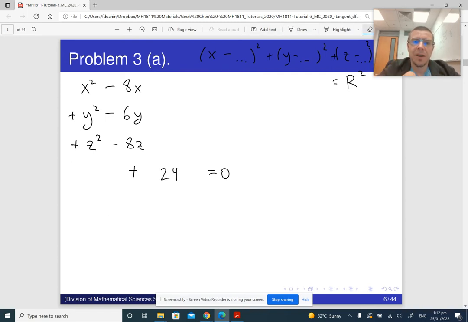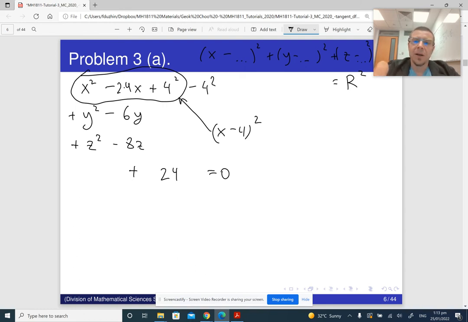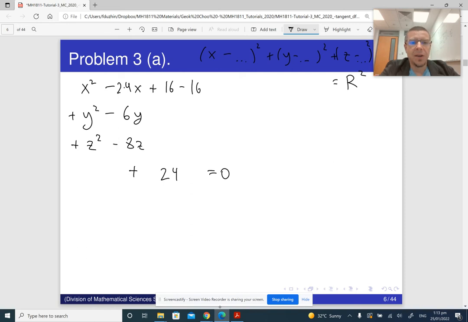So I know that minus 8x is really the same thing as minus 2 times 4x. Which means that if I add 4 squared and subtract 4 squared, then this expression is going to be x minus 4 squared, right? Okay, so let me do it for all the terms. Well, 4 squared is 16, so let me just write plus 16 minus 16. Here, half of 6 is 3, so I'm going to write 3 squared, which is 9, minus 9. And this is 8 again, so plus 16 minus 16, plus 24.